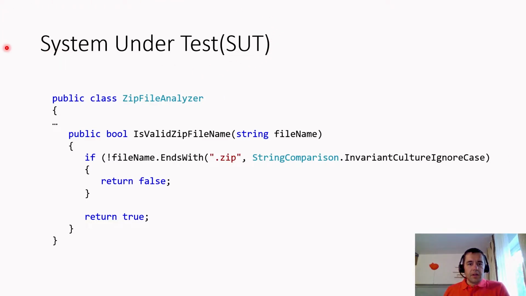So we have here a system under test. For example, we have this class and we have this method which we want to check. So for example, this takes a string parameter, a file name, and we check if this is a valid zip file name. So if it ends with .zip, it's basically a good zip file name. If not, we return false.